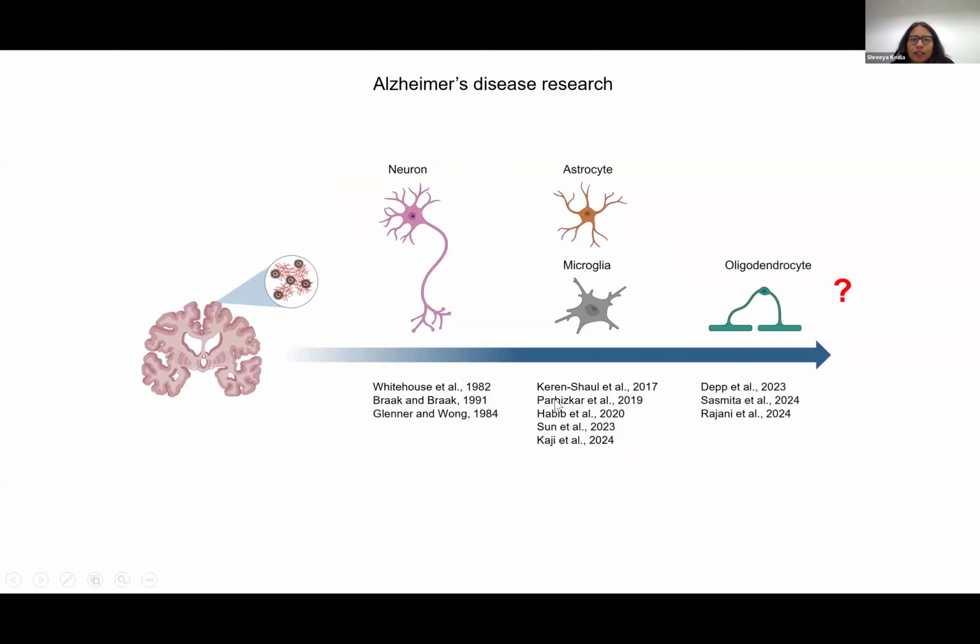If we look at the Alzheimer's disease research field over the past few decades, it has shifted from a very neuron-centric to a more glia-centric field, but still the majority of the research has focused on astrocytes and microglia. What oligodendrocytes do and how they respond in the disease is not well known and relatively poorly understood. And so this is what we wanted to bridge with my PhD project.